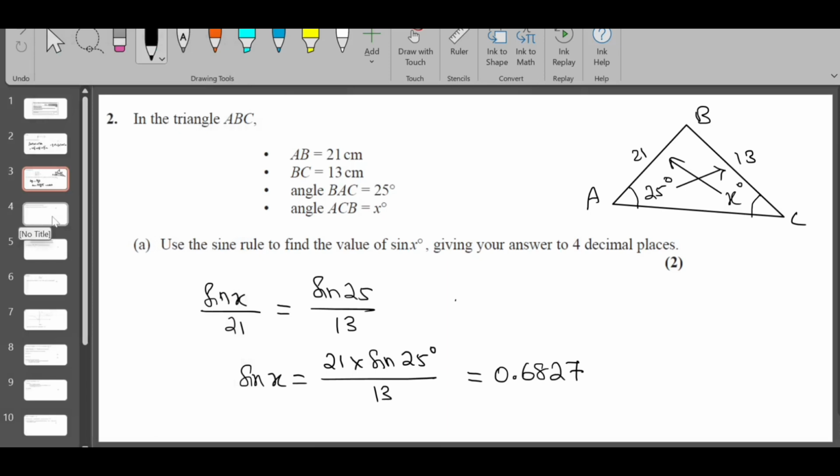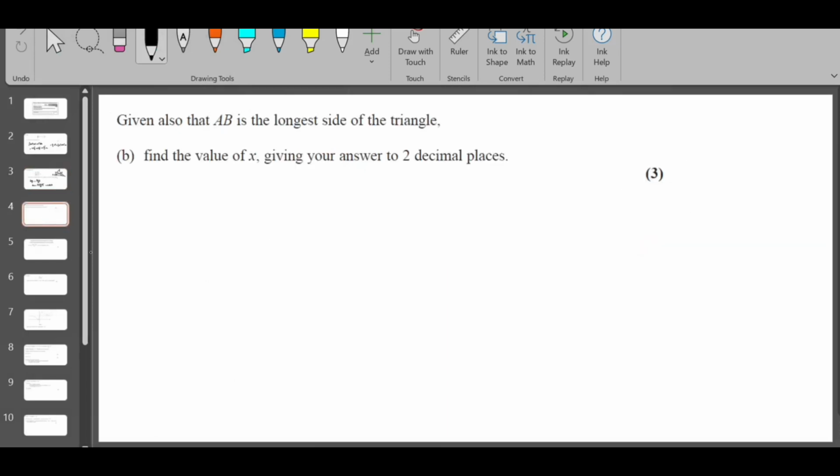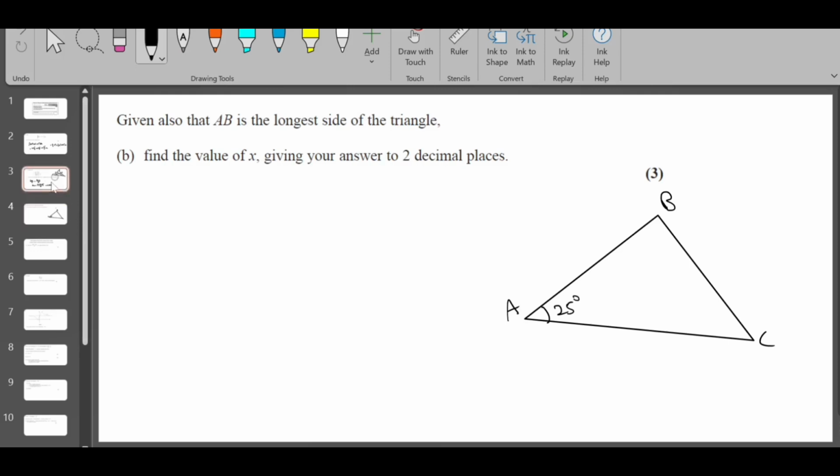Let's look at part B of the question. Given also that AB is the longest side. What do they mean by that? Okay, we have this triangle. This is ABC and this is 25 degree. AB is 21, 13. You have x here. Okay, the question says, given also that AB is the longest side. You need to remember, in a triangle, if AB is the longest side, the opposite angle will be the largest interior angle. Now they want you to find the value of x.